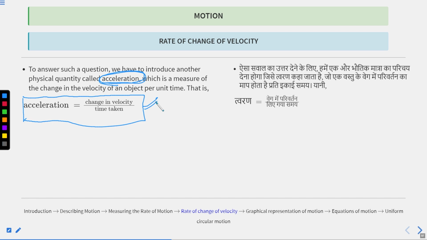You are on a bike, and the bike has acceleration. When you give acceleration to the bike, it moves at very high speed. It means you are changing the speed or the velocity with respect to time, and that change in velocity with respect to time is known as acceleration.